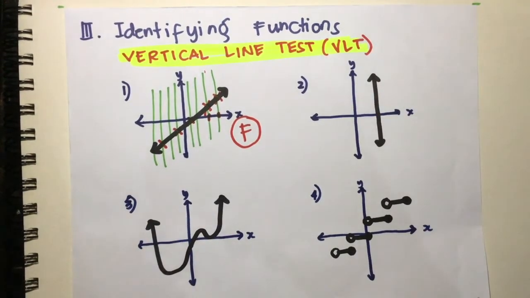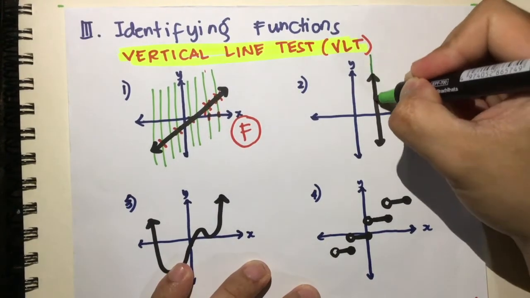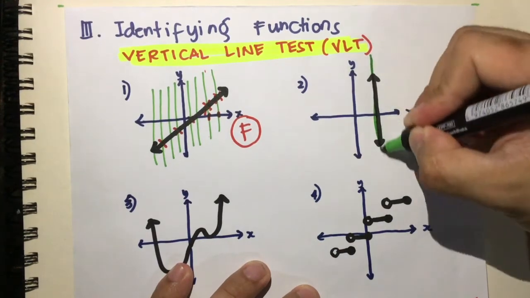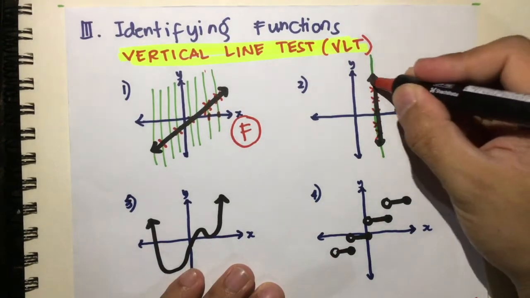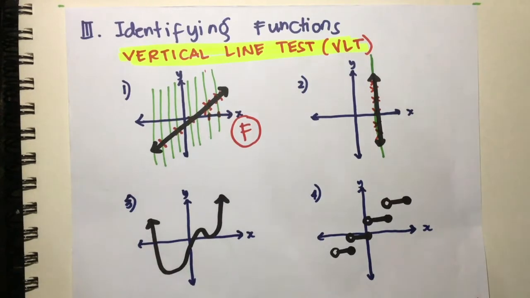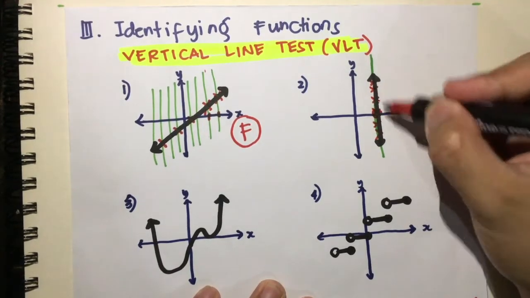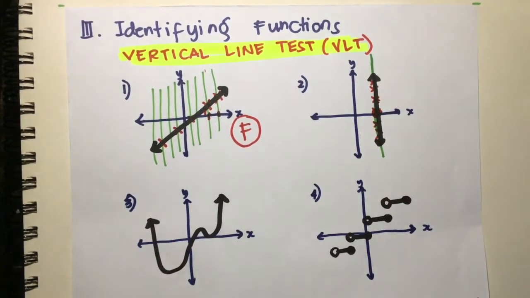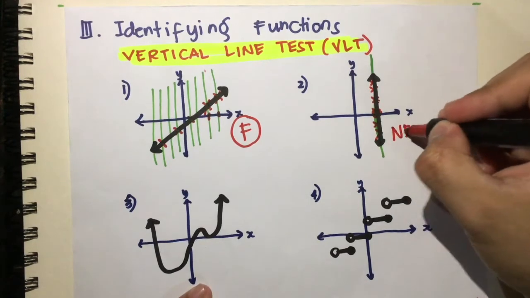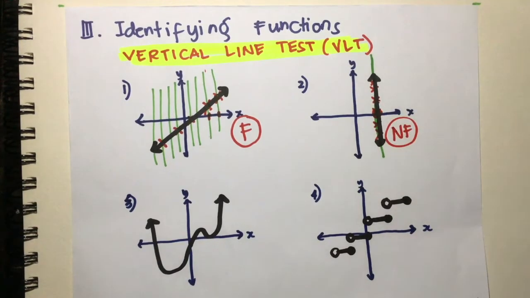When you draw a vertical line, observe that at this point you can have an infinite number of y values, which means that you only have one x but you have multiple values for y. So the vertical line test failed in this kind of graph, so therefore this is not a function. So that's why if you have a graph, it will be easier because all you have to do is use the vertical line test.